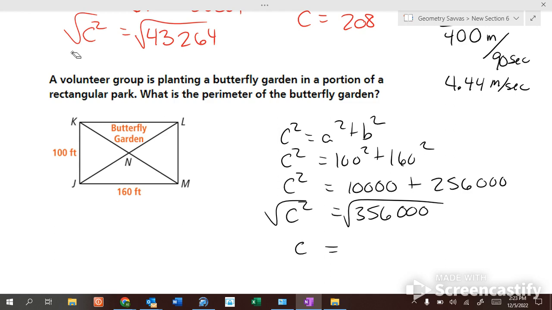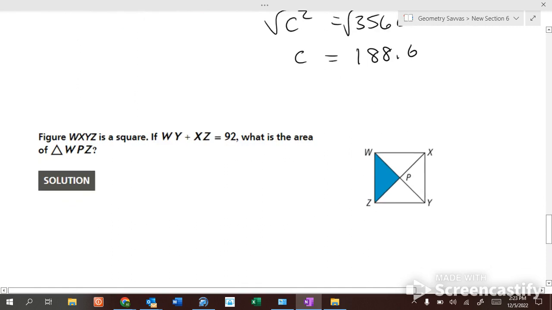So this should be 25,600. And so this should be 35,600. And take the square root of 35,600. And we get 188.6. You guys agree? Okay. So this is 94.3. And this is 94.3. And this is 160. Okay. And you just add them up. So we're good with that.